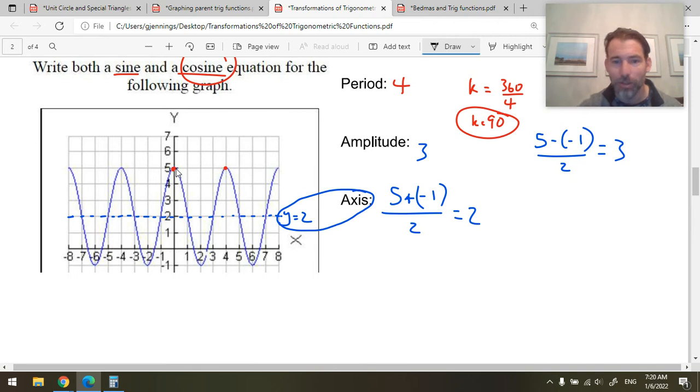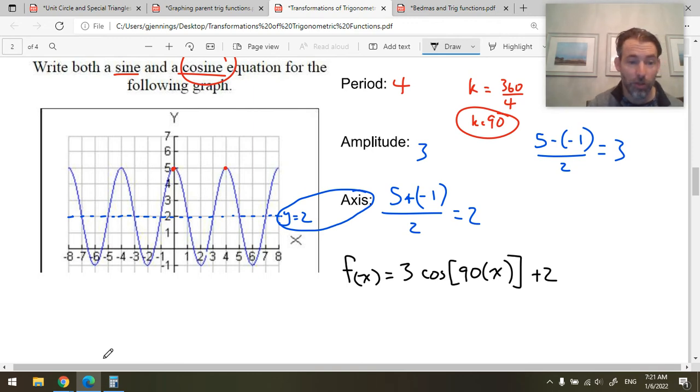So D is 0. So here, if I say f of x is equal to, the amplitude is A, 3 multiplied by cosine of, now what's the period? Well, K is 90. Cosine of 90 times x minus d, which is 0. So I don't need these extra brackets. I could have just written 90x plus the axis. So plus c, so plus 2. Check it in decimals. Check your work.